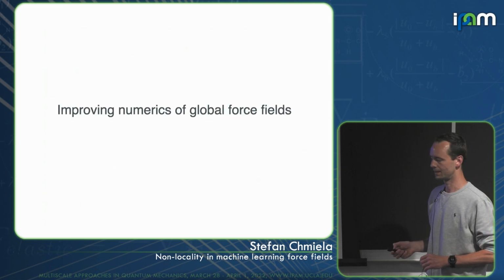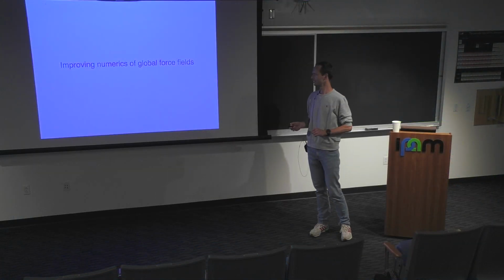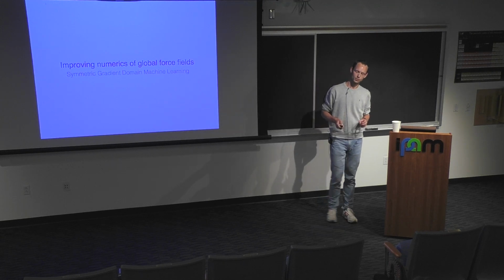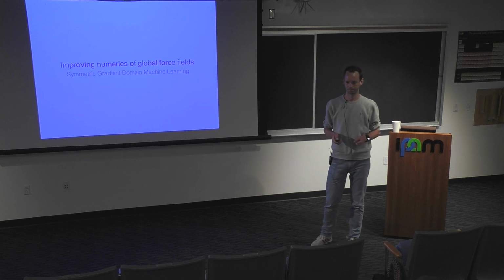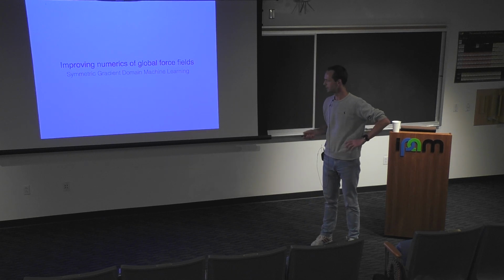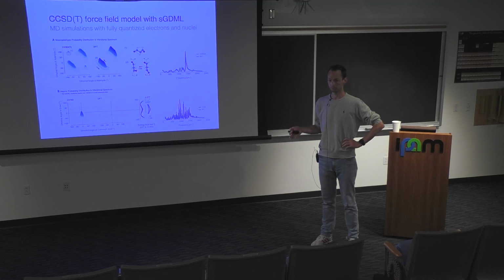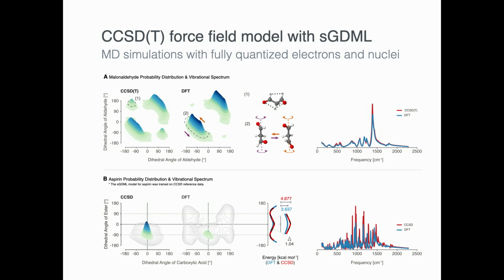Okay, so going to the first section, how to improve numerics of a global force field. We will base this on a force field that we introduced a while ago, and partly it has been developed at one of the IPAM long programs as well. It's called the Symmetric Gradient Domain Machine Learning Model. This model is a global model. It correlates all the degrees of freedom in a system, but it's applicable so far only to small molecules, up to a few dozen atoms.